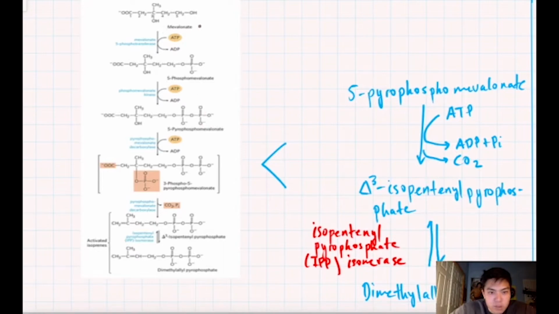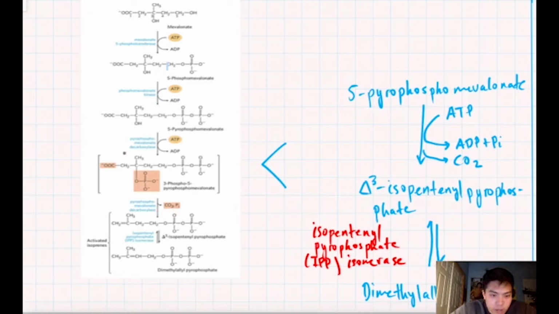So this mevalonate became a 5-phosphomevalonate. That makes sense, right? Your fifth carbon's right there. Here you use another ATP for another phosphate group. Now you have a pyrophosphate, right? So 5-pyrophosphomevalonate. Then you're going to use pyrophosphomevalonate decarboxylase, all right? And essentially you use another ATP and out pops a CO2 group, right? And an inorganic phosphate group.